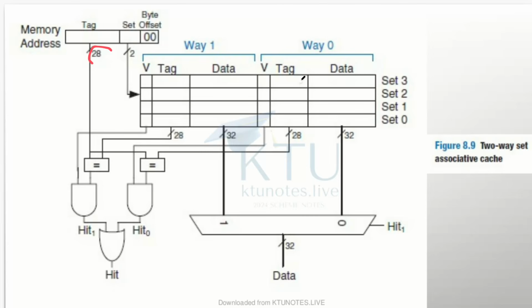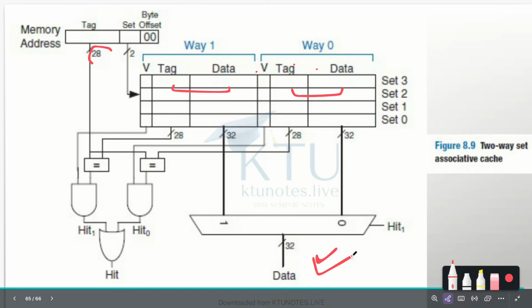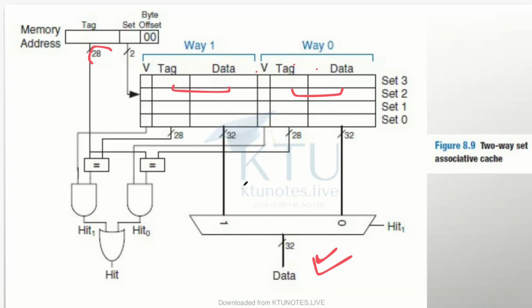Now we know in each cache entry there is a data part, a tag part, and a valid bit. There are 2 ways possible. So if one address matches set 2 and another address also matches set 2, the first address can go in way 0 and the other in way 1. The data part gives us the final data; these 2 data outputs we take to get the data. We have a comparator here.